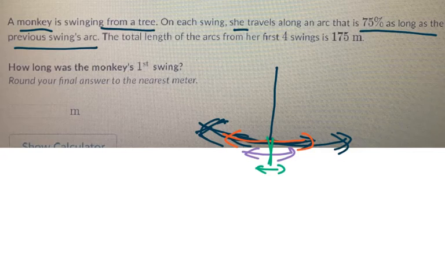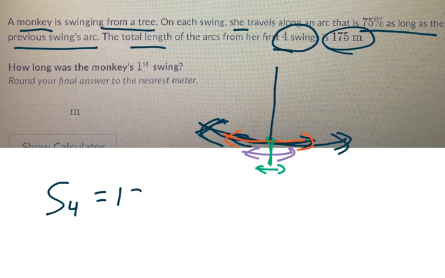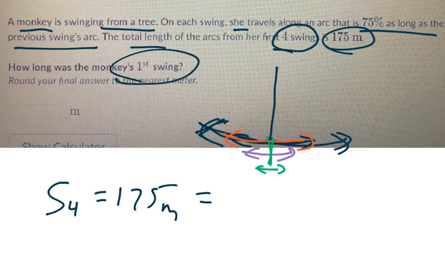But anyways, let's get to the problem. We want to know the total after 4 swings. So they just told us they want S sub 4, the sum after 4 swings. Oh, they told us it was 175. Sorry. So 175 is our total distance in meters after 4 swings. What they want is the first swing again. How long was the first swing? Every swing again is going to get 75% of the previous swing, right? 25% shorter. But anyways, let's go ahead and do that.